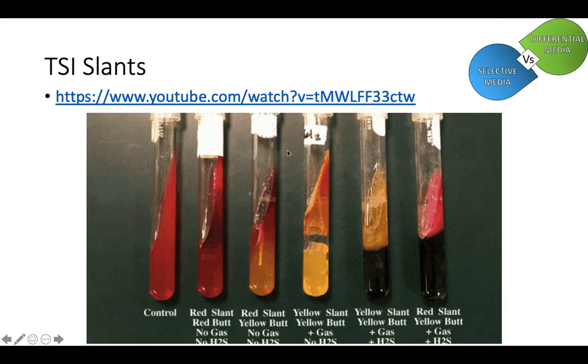TSI slants. Now, TSI slants are very strange, but also very cool. They are differential, but not selective. So TSI slants are essentially tubes.